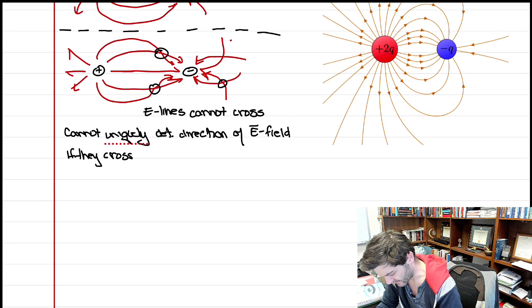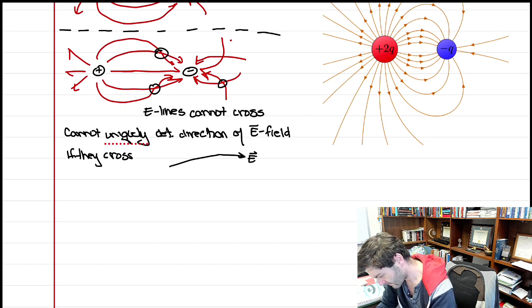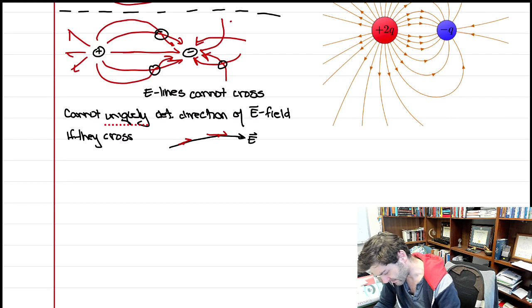For example, if I have an electric field line that's doing something like this, then at this point here, since it's supposed to be tangent to the electric field, I know this is the direction of the E field. And then here, this should be the direction of the E field.